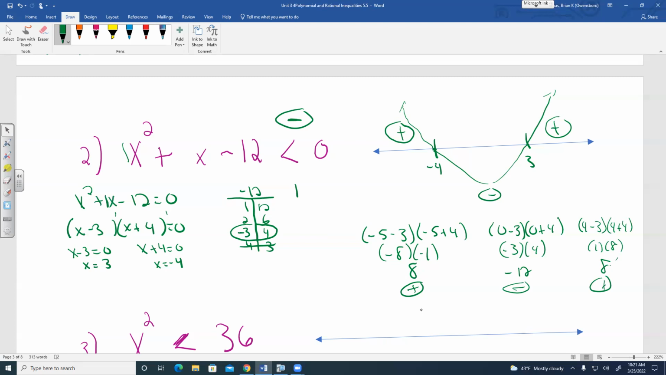So our answer is going to be where it's negative, which would be between -4 and 3. And again, since it's a less than symbol, we do know that these are open bounds. It's a less than symbol. We do not include those endpoints. So the solution would be the interval -4 to 3.